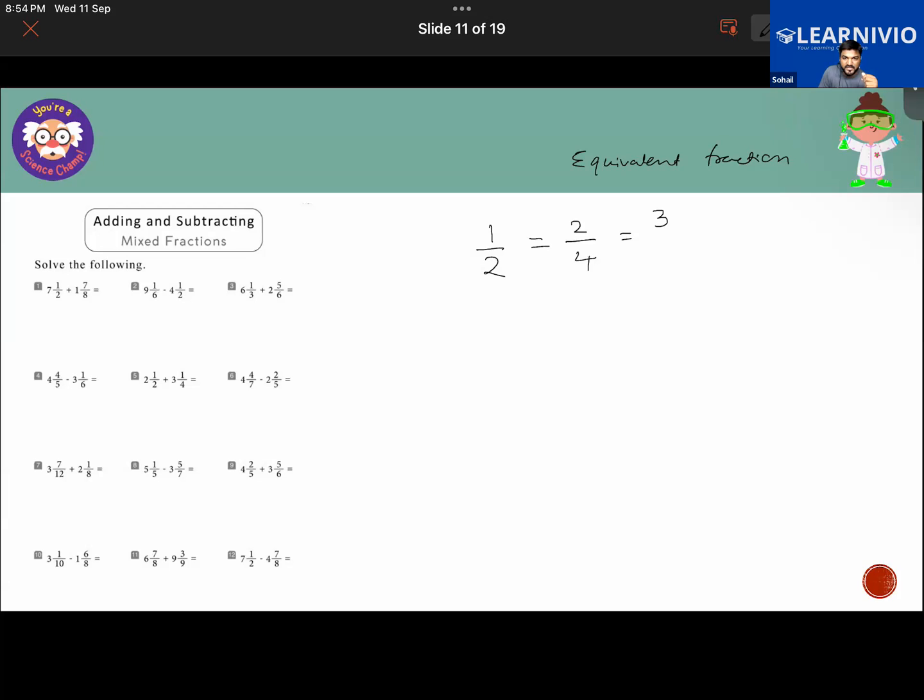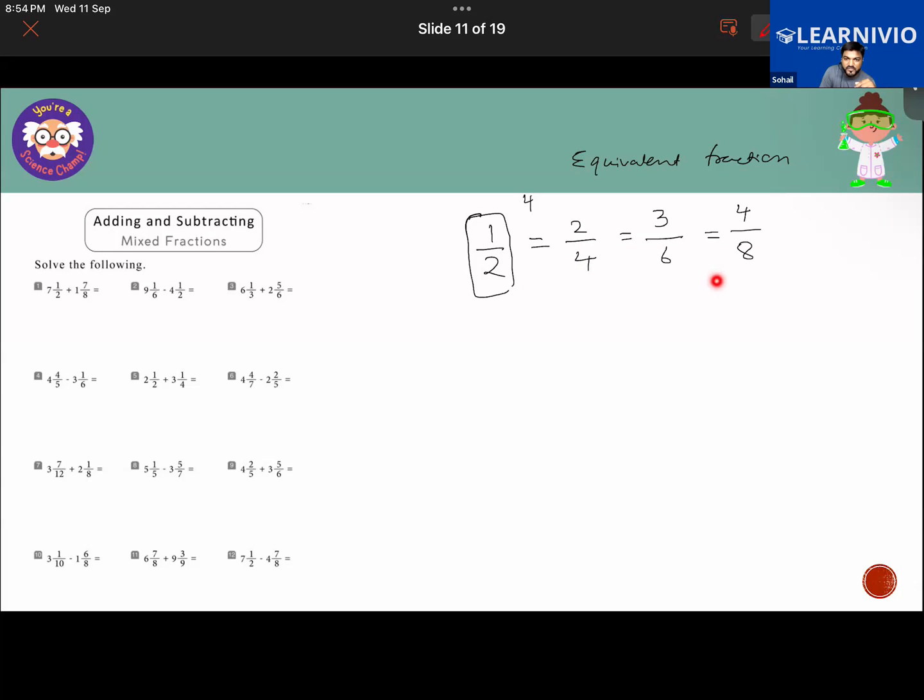So let's clarify this. Say you have the fraction 1 upon 2. I have multiplied both of them with the number 2. Numerator and denominator have been multiplied with 2, so I'll be getting 2 upon 4. Now I will be multiplying them with 3. 1 times 3 is 3, 2 threes are 6. Now multiply them with 4. So 1 four is 4, 2 fours are 8. Right? Now all these fractions are equivalent fractions of 1 upon 2.